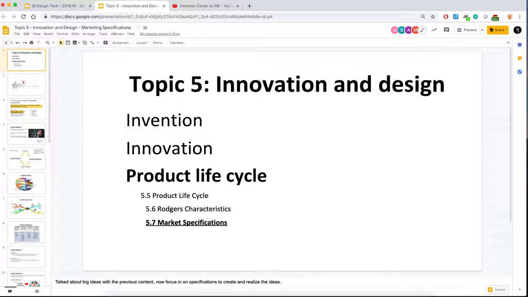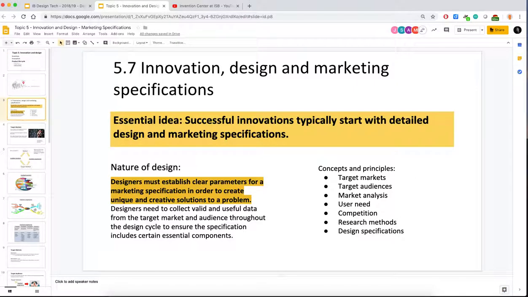So marketing specifications. Now that you've got all this information, you know what you want to do and where it's come from, who's made it. Now you need to apply it to the actual product. So what marketing specifications do is take all this information about markets and apply it to the product. It's creating parameters for this creative design or idea. Design specifications and marketing specifications create these kinds of parameters.